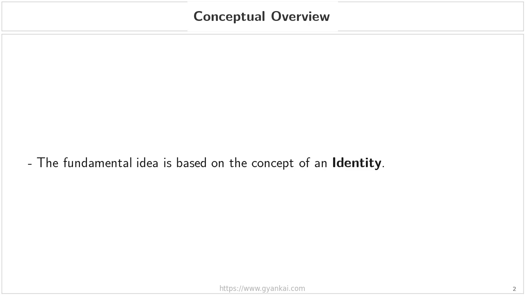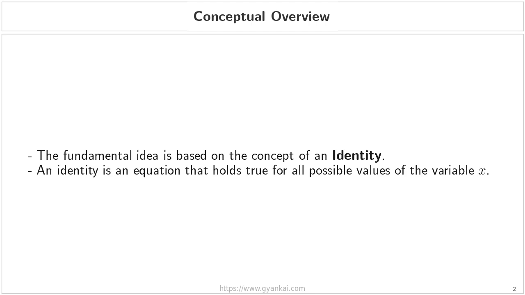Okay, so let's move on to slide 2, where we'll build the core understanding behind how equating coefficients actually works. The fundamental idea here is based on something called an identity. Now, what exactly is an identity? Well, an identity is simply an equation that is true for every possible value you could plug in for the variable, in this case, x. It's not just true for some values of x, it's universally true.